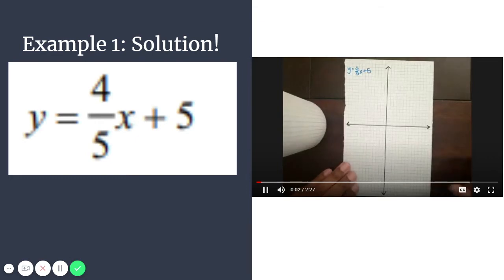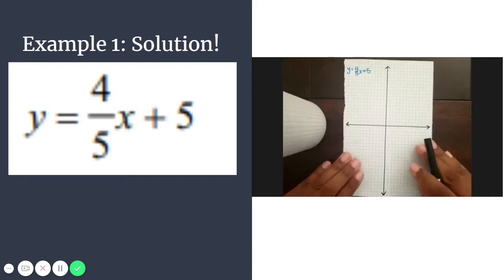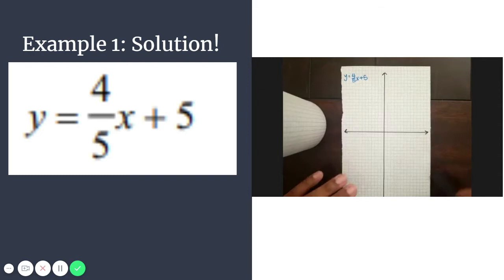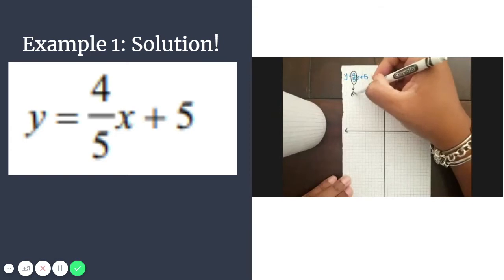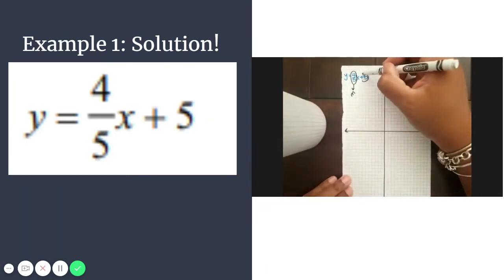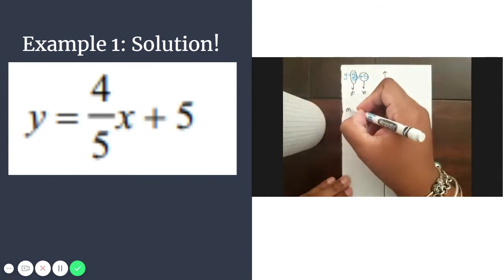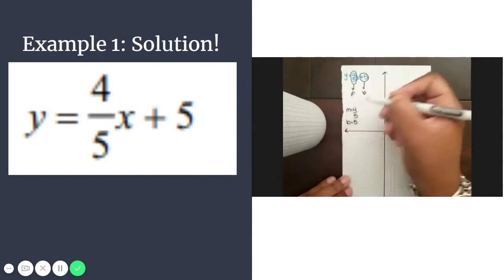Let's look at the solution to example 1. In example 1, we need to graph the linear function using the slope and the y-intercept. But first, we need to identify the slope and the y-intercept from the given equation. This equation is written in slope-intercept form, so it's easy for us to identify the slope and the y-intercept. The slope is the coefficient of the x term, and the y-intercept is here. So we have a slope of 4/5 and a y-intercept of 5.